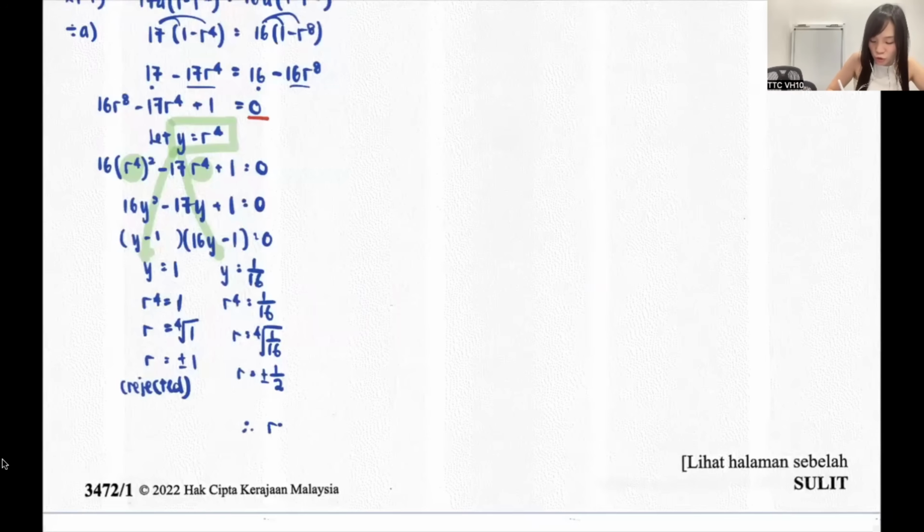But this question asked me to show the positive 1 over 2. So I just choose the positive 1 over 2 and write the word show. Can you see that, my dear? Just like that, you are able to get the answer.